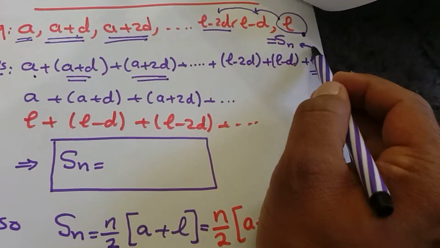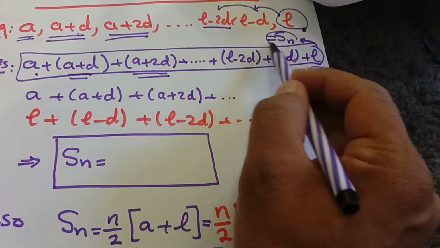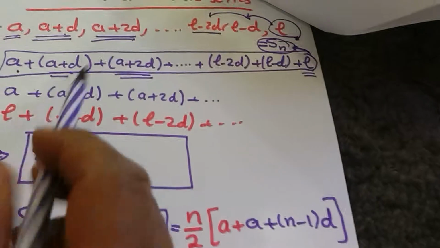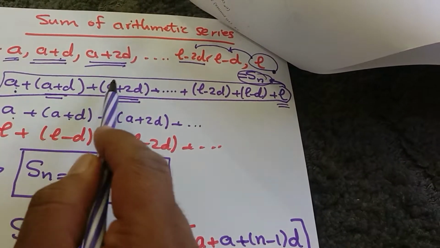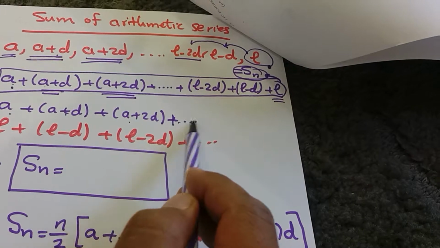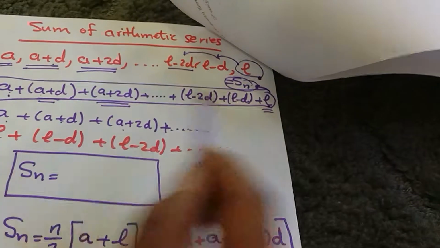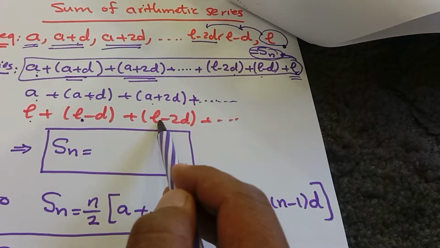Okay, you need to find a formula for the sum, and that sum we will call Sn. How could I find this? Let me arrange the terms. I'll take A here, A plus D here, A plus 2D here, plus, and I'll start now from the last term, which is L. Then L minus D is here. Then L minus 2D is here.